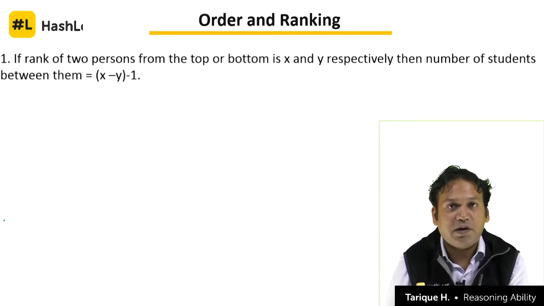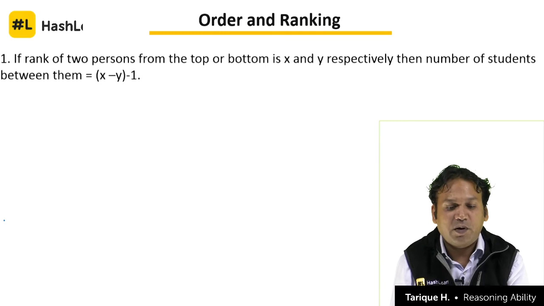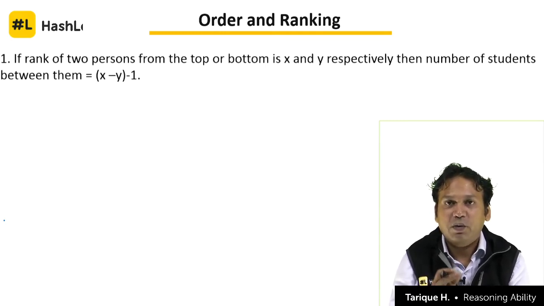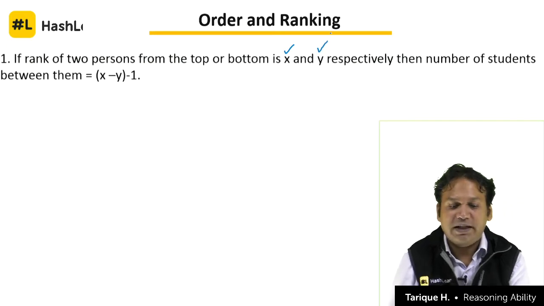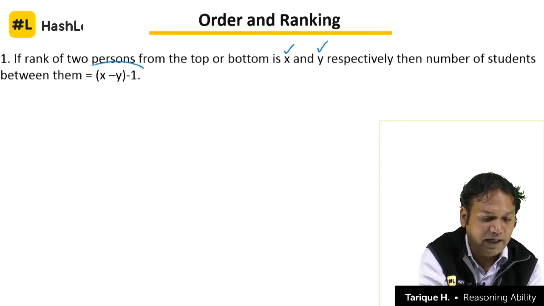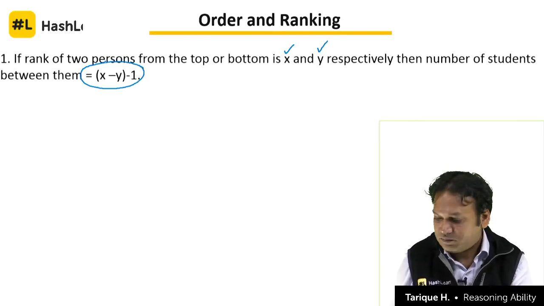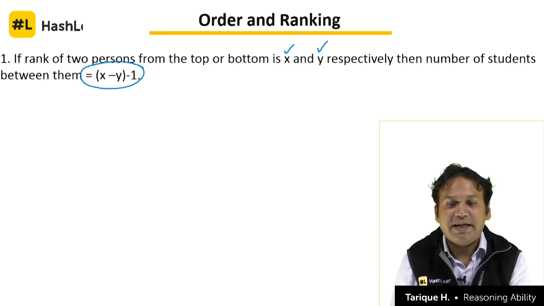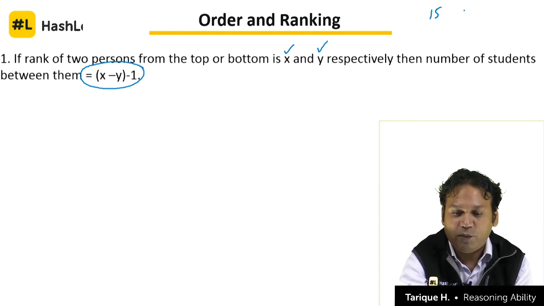But let us now see the first thing. Three rank formulas I will give to you. First one: if the ranks of 2 persons from the top or bottom are given to you, and those ranks are x and y respectively, the number of students between them is equal to x minus y minus 1. In the previous case, Amit's rank from the top was 15 and Ashok's rank from the top was 9. So, the number of persons between them is 15 minus 9 minus 1, that is equal to 5.